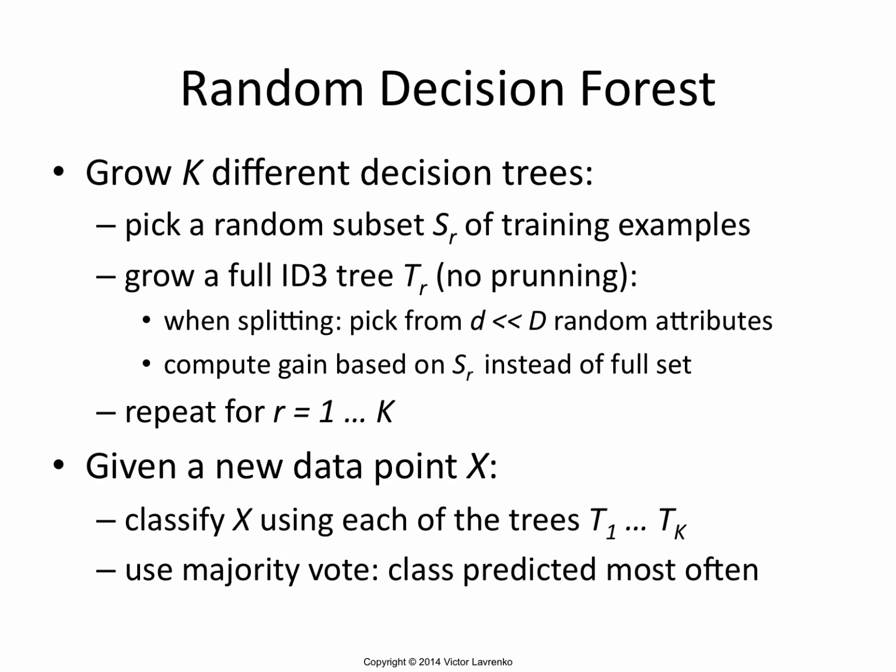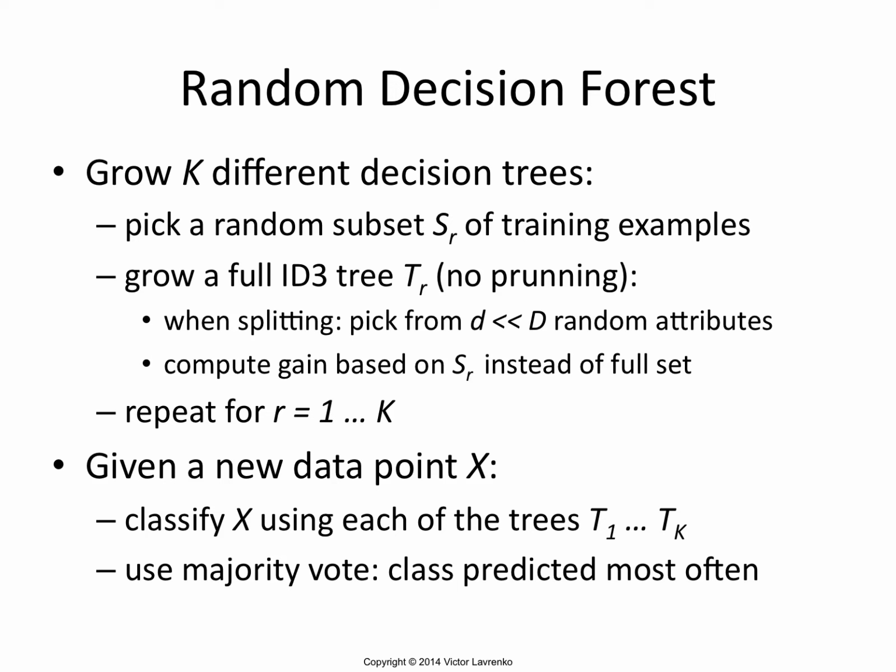And then you put them together in a very straightforward way. When you have a new data point, you give that data point to each one of the k trees. Each of the k trees is going to produce a classification, and then you take the majority vote. So you take the class that was predicted most often among the k trees.